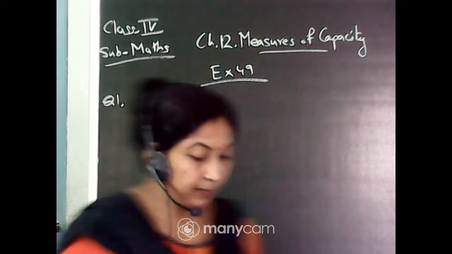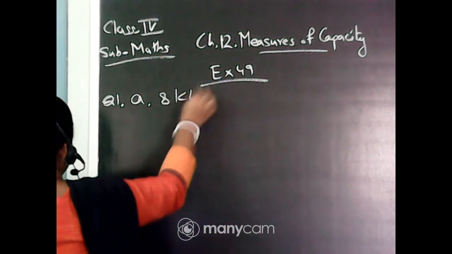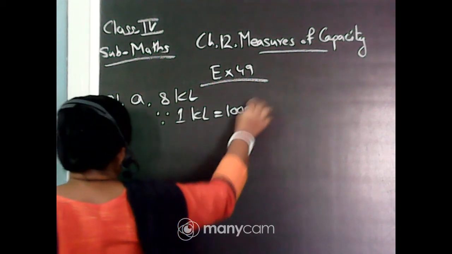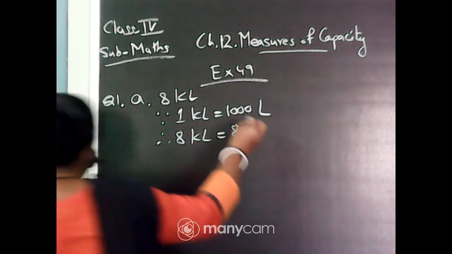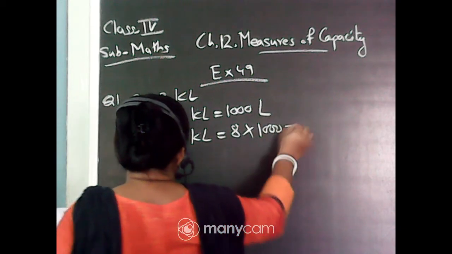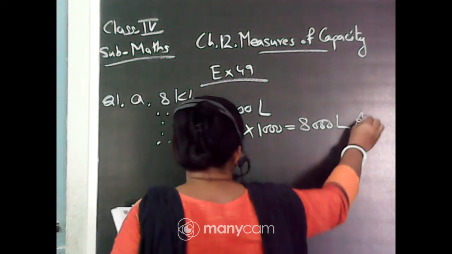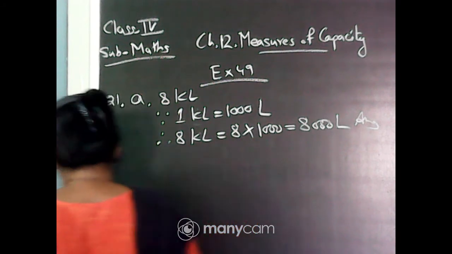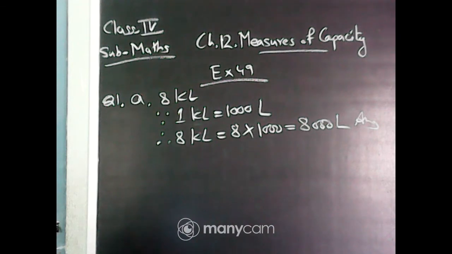Suppose I am doing number A. It is given 8 kiloliter. So what you will write? Since 1 kiloliter is equals to 1000 liter, therefore 8 kiloliter is equals to 8 into 1000. That is 8000 liters. So this is the answer. That means when we are going from bigger unit to smaller unit, that time you have to multiply. Clear? Now B and C is also similar, just you have to multiply by 1000 and then you will write the answer.